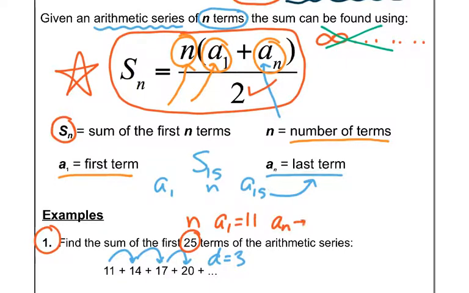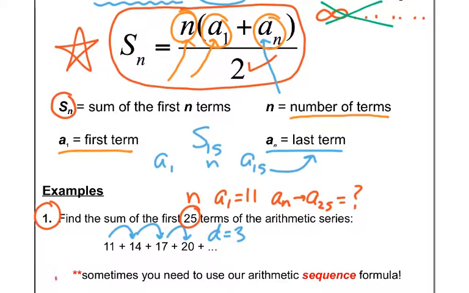Which here would be, if there's 25 terms, what is a sub 25? Do we know? No, actually we don't because of the dot, dot, dot. We don't know what that is. So we're going to find out a little bit later. A little clue here on the bottom is sometimes you're going to have to step out of the sum formula and go back to the sequence formula to find a sub 25. All right, shall we try it?